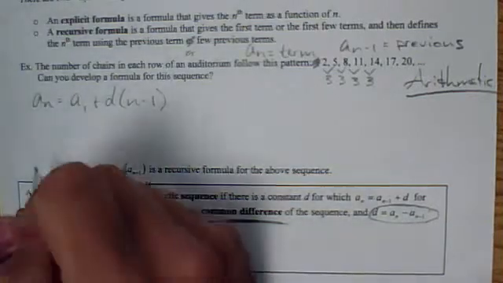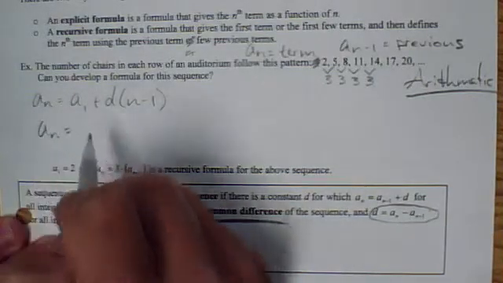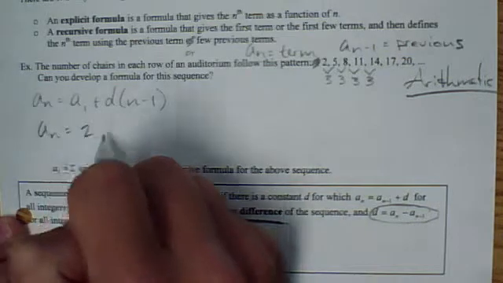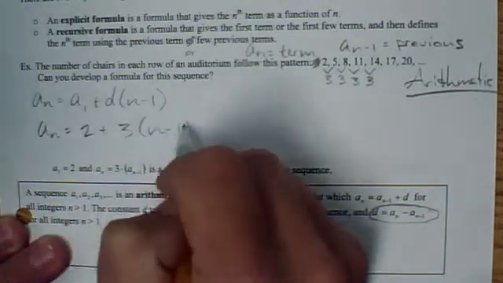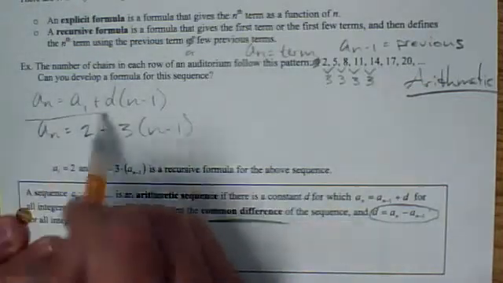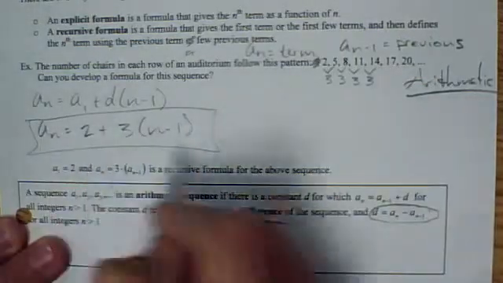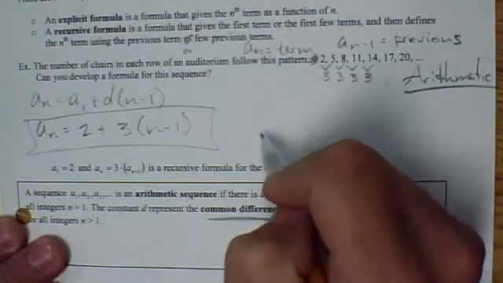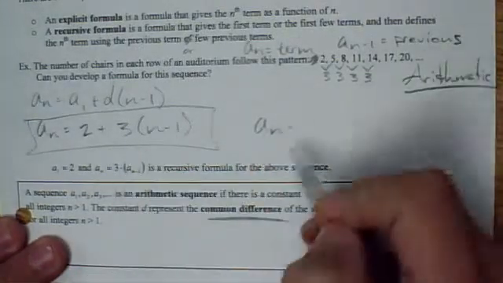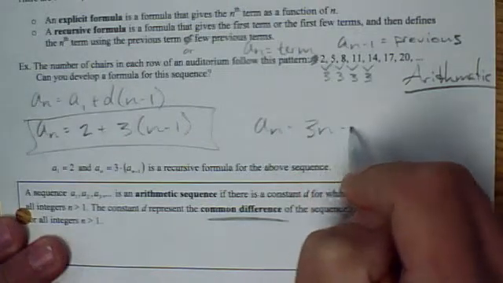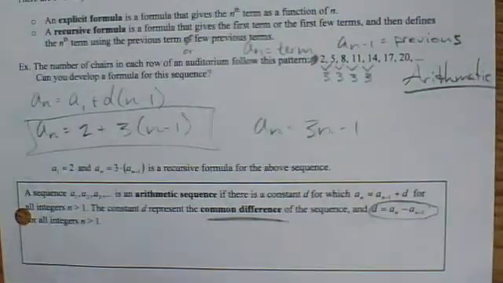So if I'm going to create a formula, I can say that the nth term is equal to the first term plus my d times n minus 1. You can leave it like that if you want, or work that out all the way to slope-intercept form. Let's see, you would get 3n minus 1. So either one of those will work.